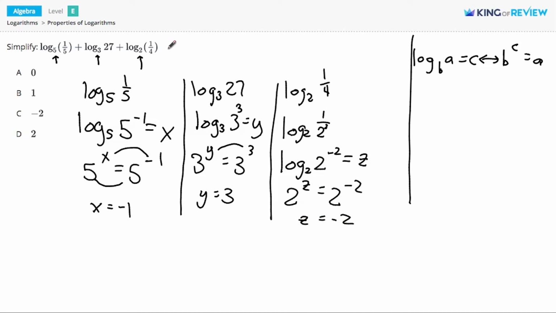Therefore, our three logs added together are just the sum of x, y, and z: -1 plus 3 plus -2, and this adds up to 0.